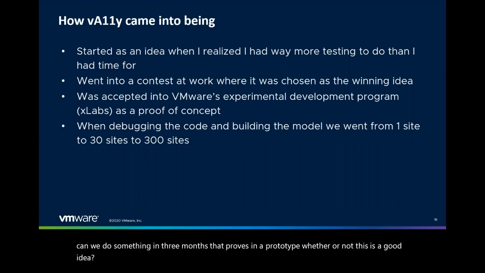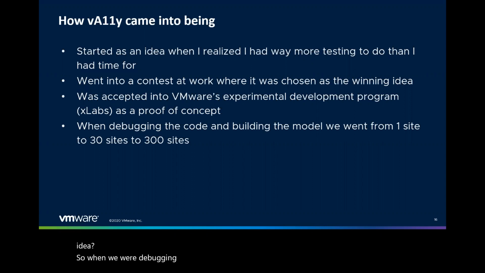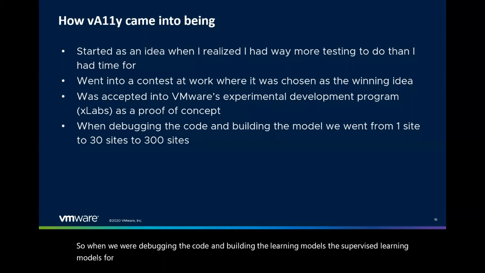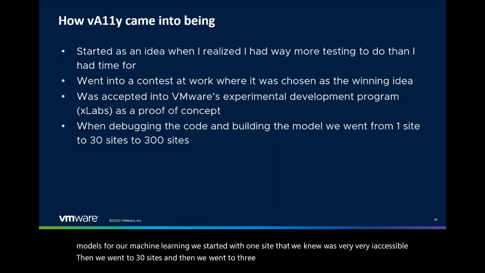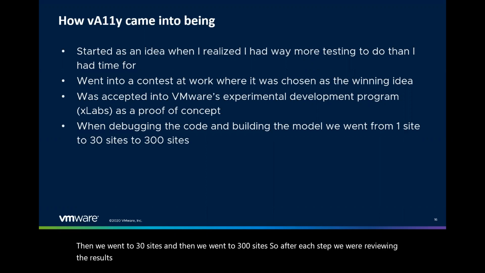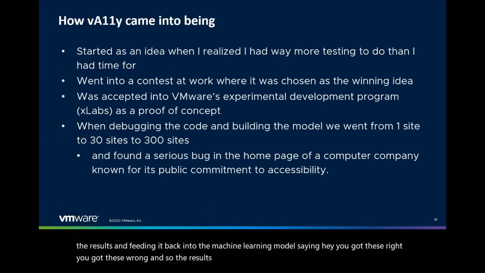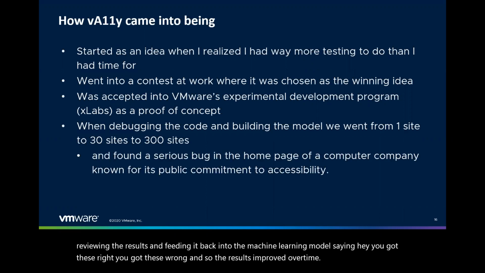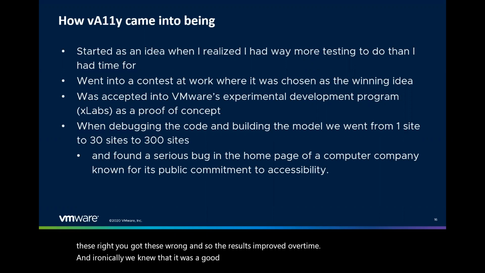So when we were debugging the code and building the learning models, the supervised learning models for our machine learning, we started with one site that we knew was very, very accessible. Then we went to 30 sites, and then we went to 300 sites. So after each step, we were reviewing the results and feeding it back into the machine learning model saying, hey, you got these right, you got these wrong. And so the results improved over time. And ironically, we knew that it was a good idea long before the end of the proof of concept.